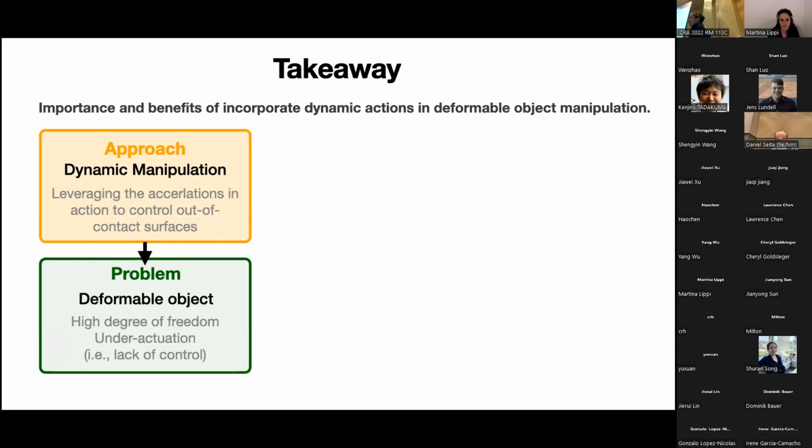So that is most of my talk, and I think here is a summary slide. If you want one sentence summary or takeaway from this talk, I hope you can remember the importance and the benefits of incorporating dynamic action in deformable object manipulation tasks. The reason is that by using dynamic manipulation, we can leverage the accelerations, the action, or in general, the dynamics in the system in order to get more control over the total degrees of freedom of the objects, which is the fundamental challenge for deformable object manipulation.